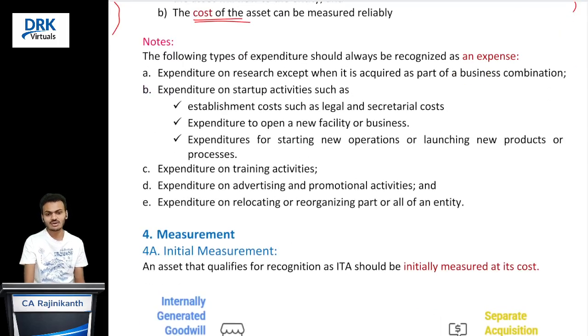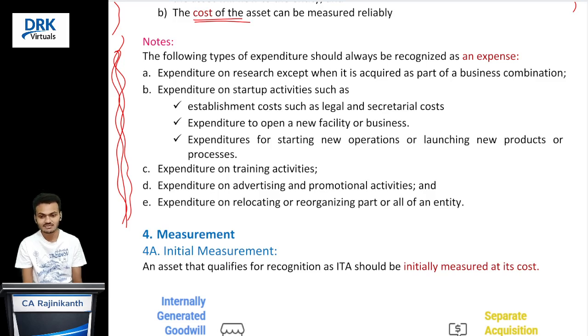And one more thing I would like to tell you is, all these expenses we should not capitalize, and this is very important from your examination point of view. Correct? All these expenses we should not capitalize. We should charge them to profit and loss account as an expense. So what is that? First one, expenditure on research. It means research expenses. Research expenses we should not capitalize.